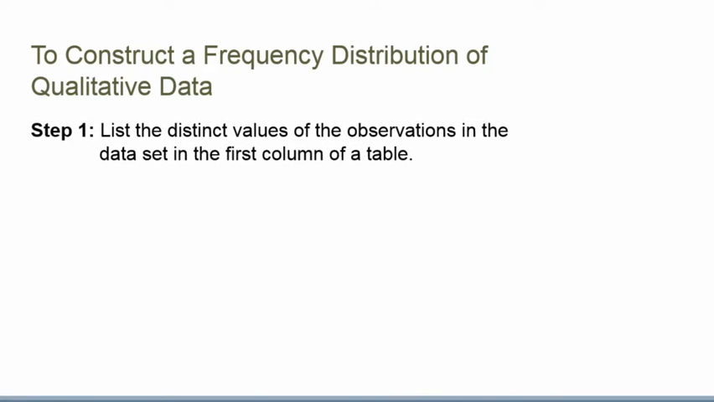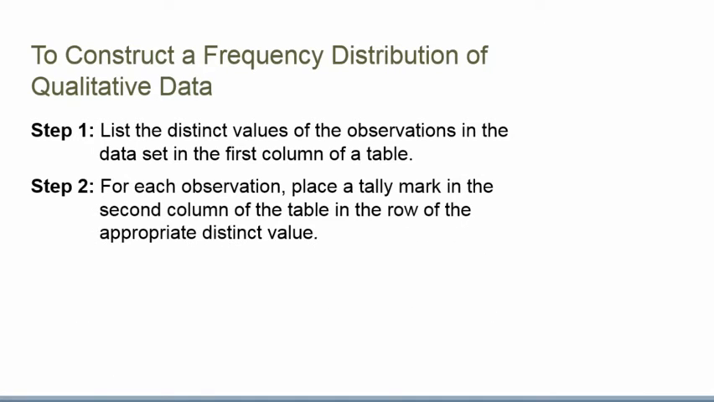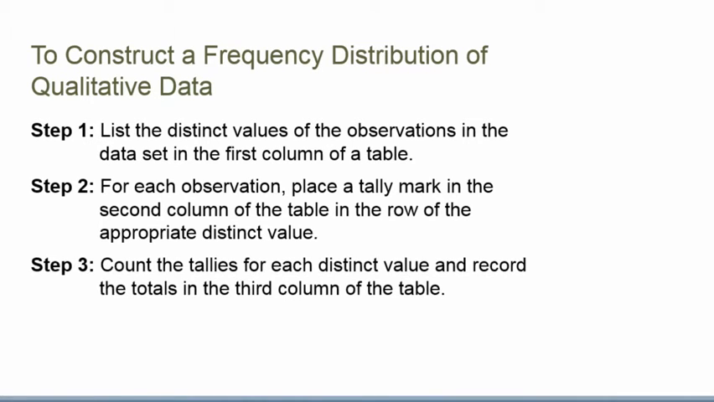Step 1. List the distinct values of the observations in the data set in the first column of the table. Step 2. For each observation, place a tally mark in the second column of the table in the row of the appropriate distinct value. Step 3. Count the tallies for each distinct value and record the totals in the third column of the table.